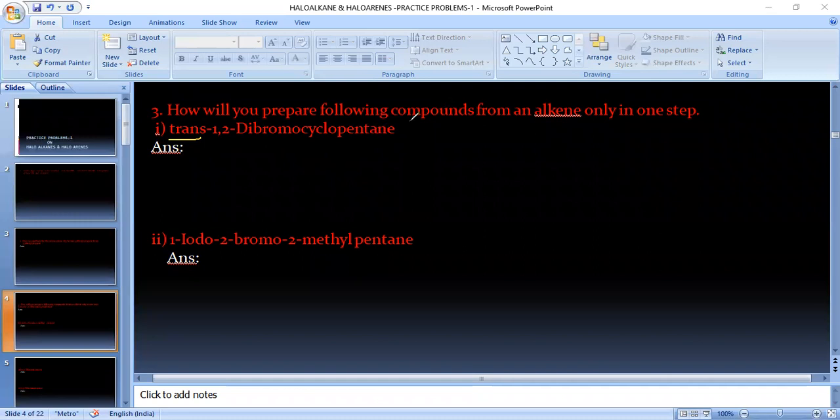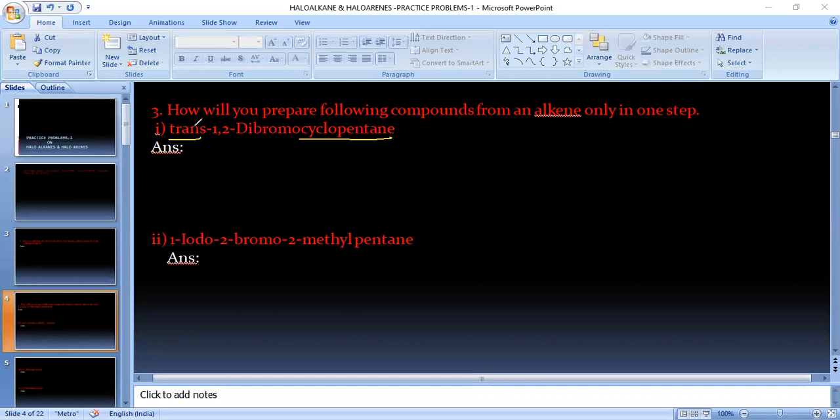From which compound do we need to get this product? From an alkene, in only one step. So what type of alkene? Here cyclopentane should be obtained, isn't it? Cyclopentane means cyclopentene should be taken. Please listen carefully, and while reading the questions in mains, from the objective mode point of view, you need to read very carefully.